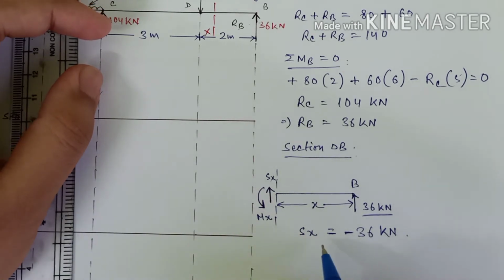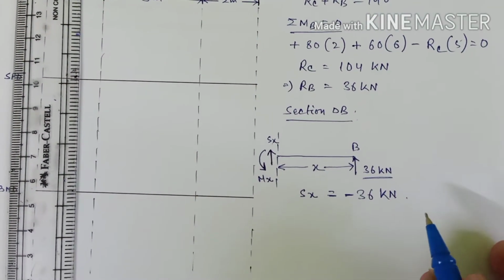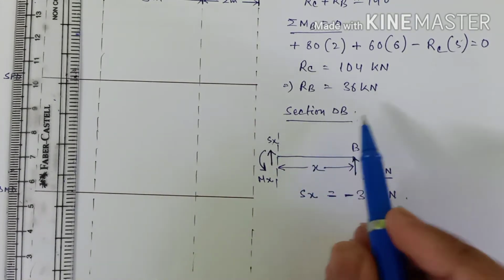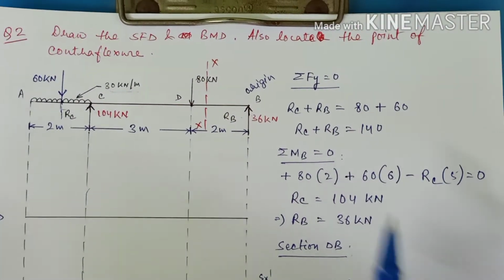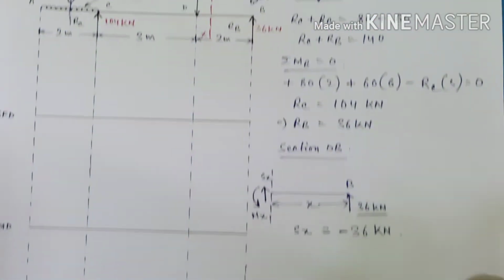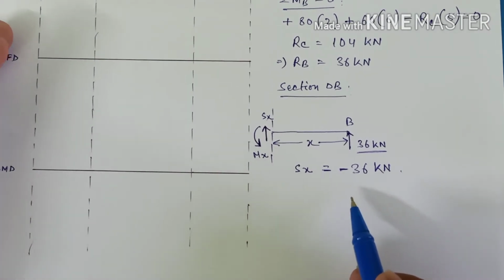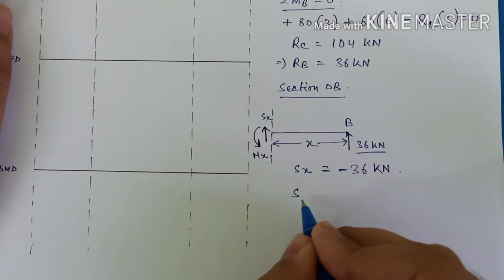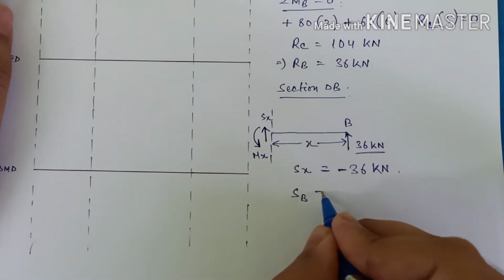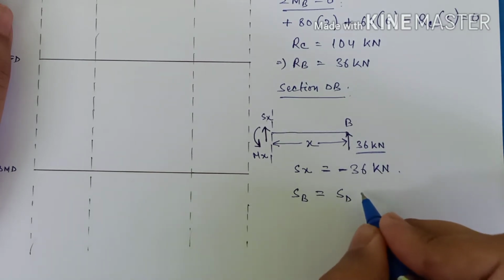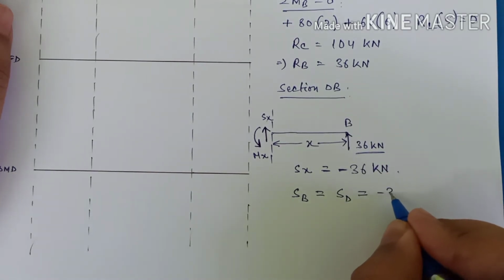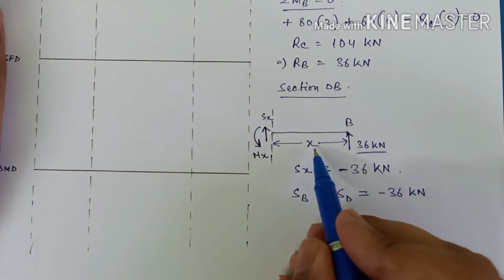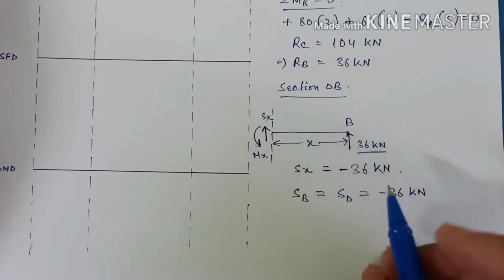So note one thing guys, that in the value of SX we do not have any variable X. That means we can say that across the section DB, this whole section, the value of internal shear force will be the same. That means we can write that the shear force at B will be equal to the shear force at D, that is minus 36 kilonewton. Why is it so? Because it does not depend upon the variable X, right? So we can mark this.